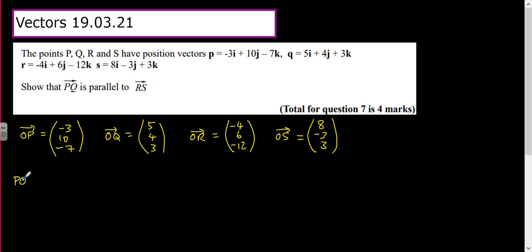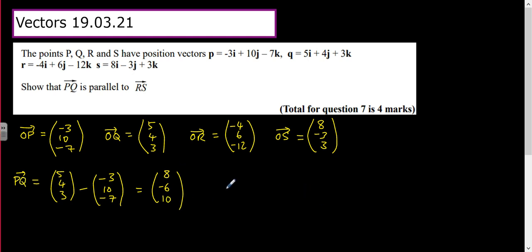Now that means we're going to need to work out the vector PQ. Remember from the previous question, if we're going to do PQ, then we're just going to do the vector OQ minus the vector OP. So we do 5, 4, 3, and we're going to subtract minus 3, 10, minus 7. 5 minus minus 3, we have an 8. 4 minus 10, we're going to have minus 6. And 3 minus minus 7, we're going to have 10.